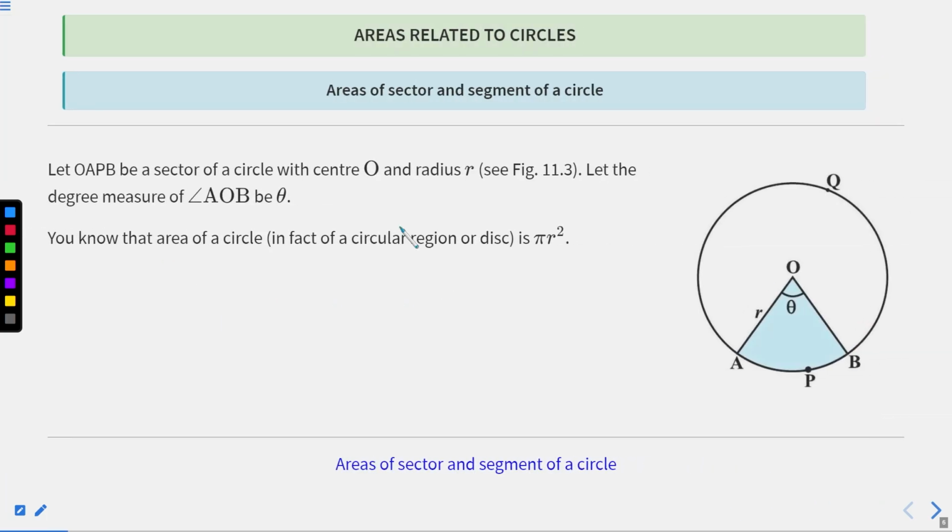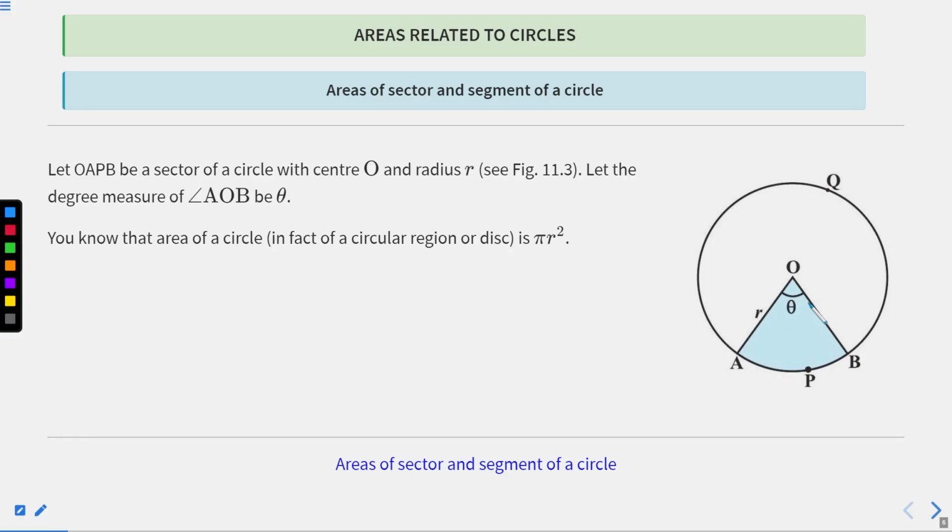Here, let OAPB be a sector of the circle with center O and radius R. You can see this figure 11.3. In this figure, this shaded region is the sector of the circle with center O and radius R. We also let the degree measure of angle AOB be theta.